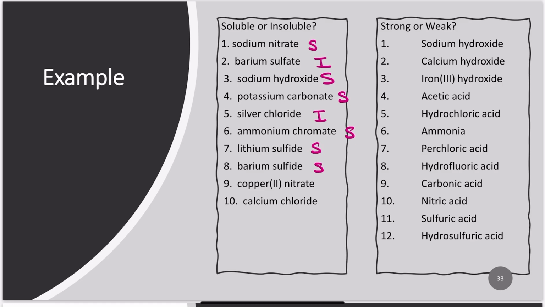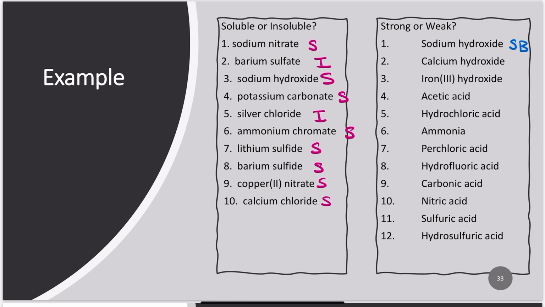Copper 2 nitrate, that means copper 2 plus. Copper 1 plus is an exception, meaning it's insoluble sometimes, but that's with halides or halogens. Nitrate is always soluble, so this will be soluble. And calcium chloride. Chlorides, usually soluble. They have some exceptions, but calcium is not an exception, so this will be soluble. Okay, how about our strong and weak acids or bases? Sodium hydroxide. That is a strong base.